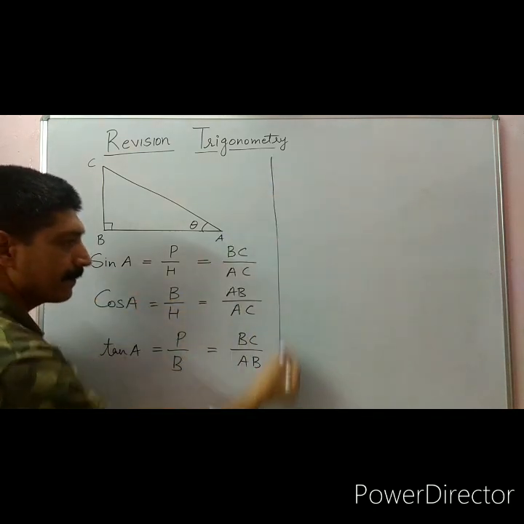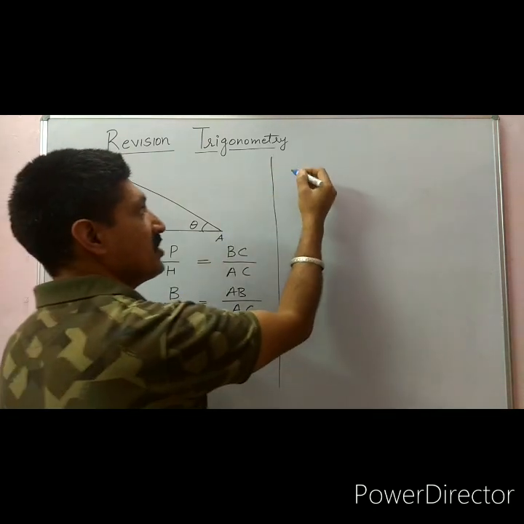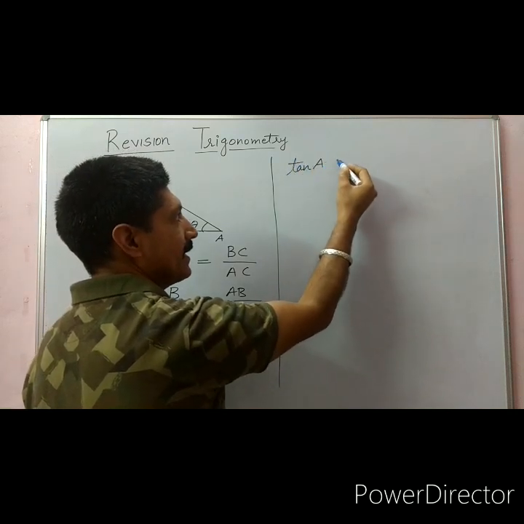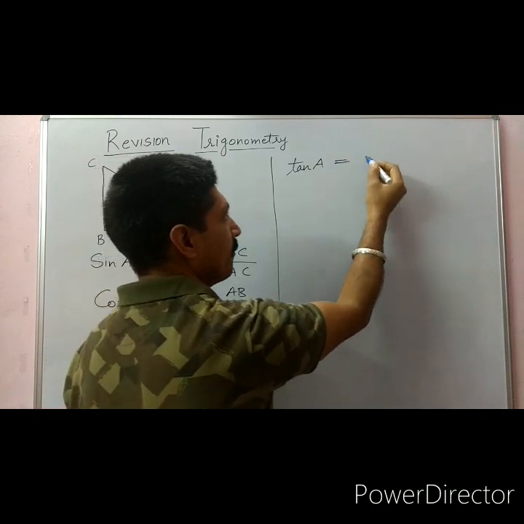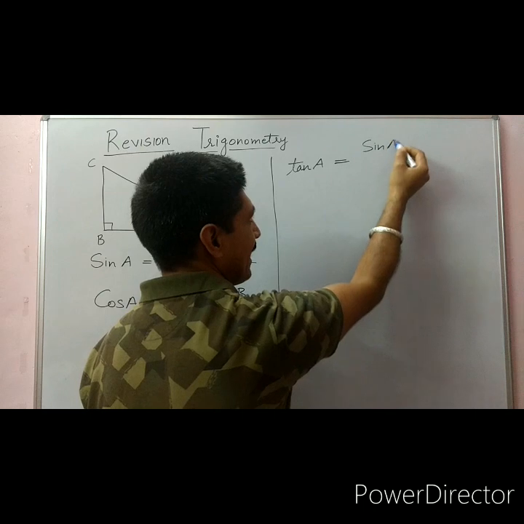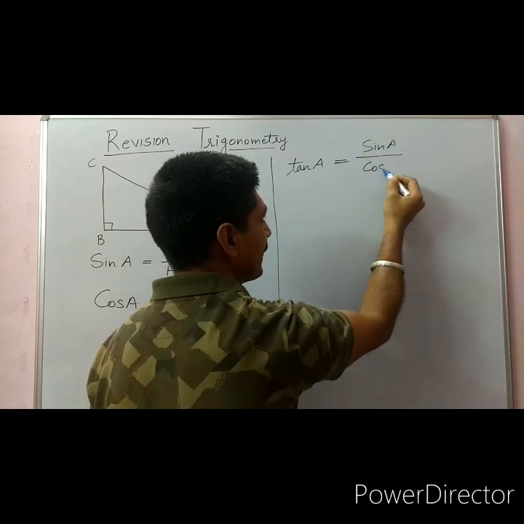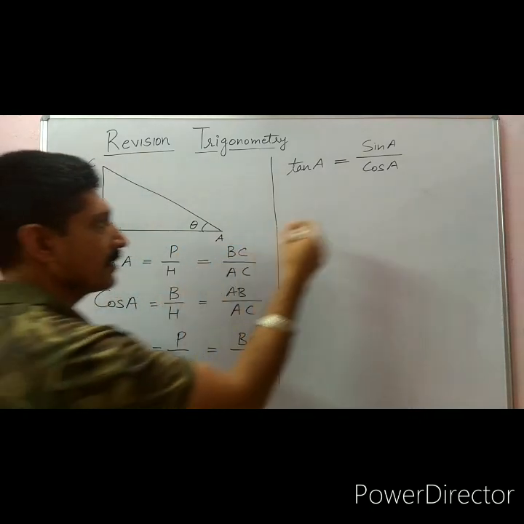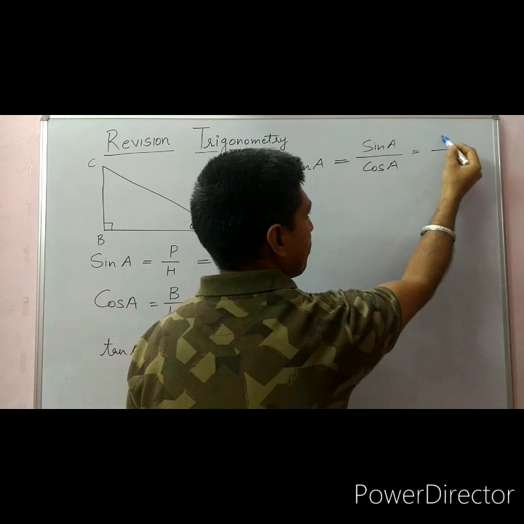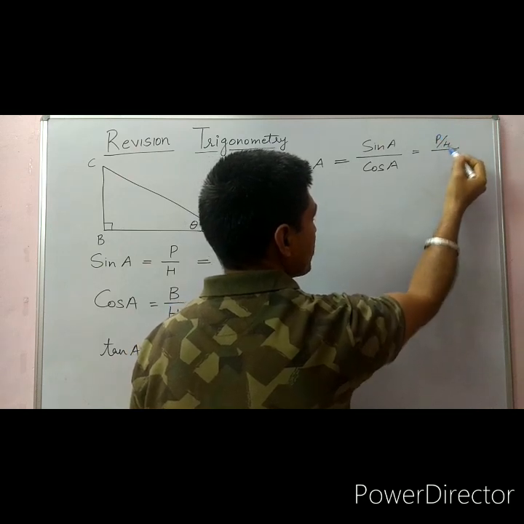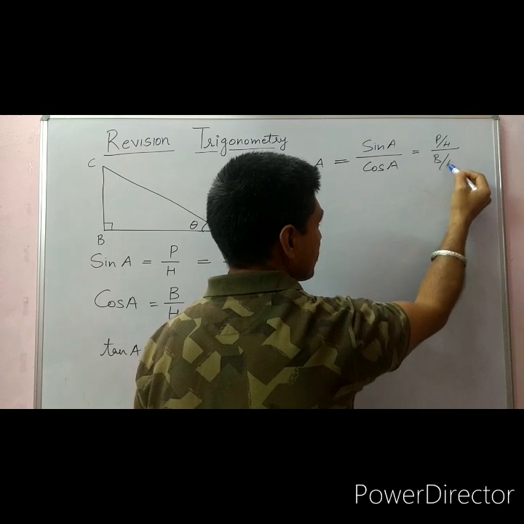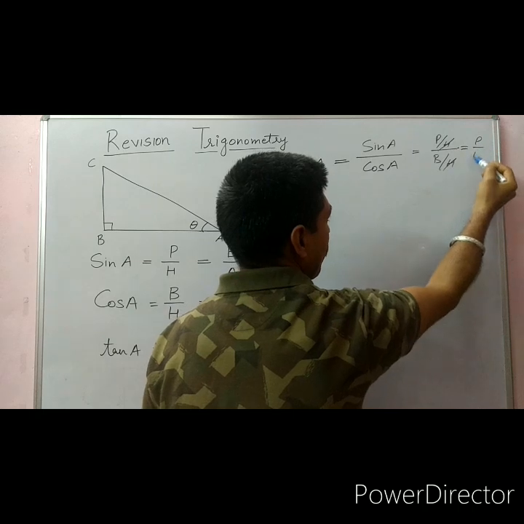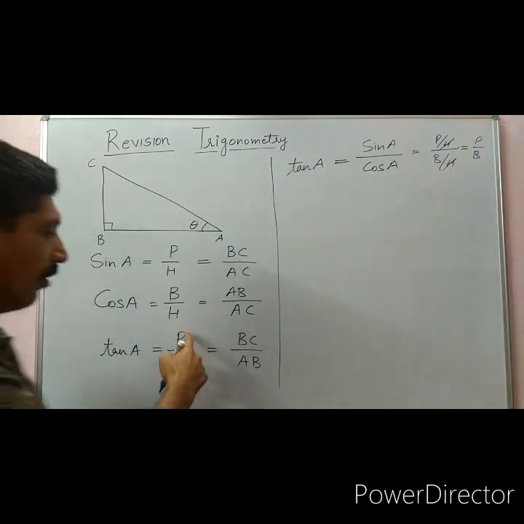We have also studied that tangent of theta, or tangent of angle A, is equal to sine of A upon cosine of A, because sine of A is P upon H, and cosine of A is B upon H. So here H and H will get cancelled. So we have P upon B, perpendicular upon base.